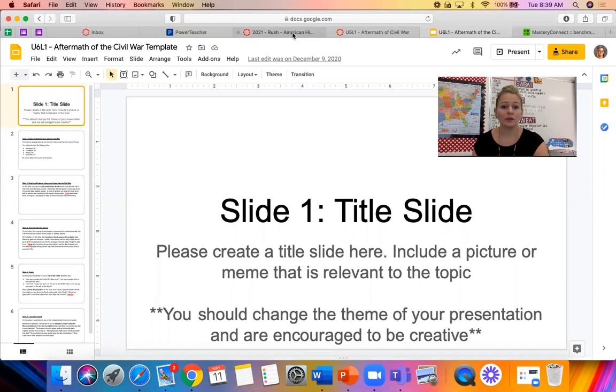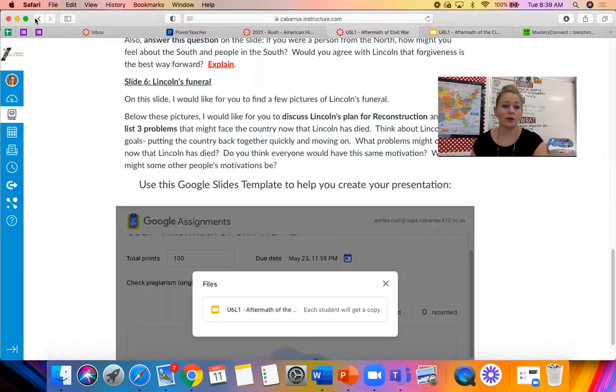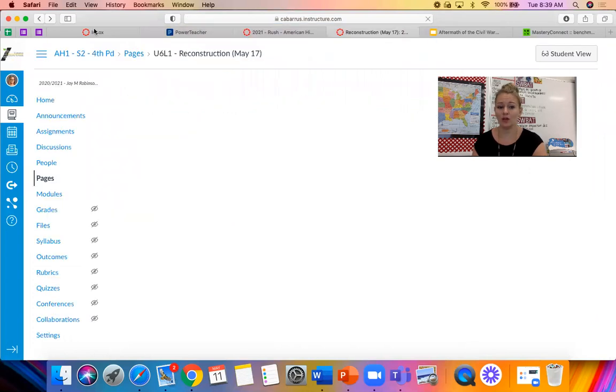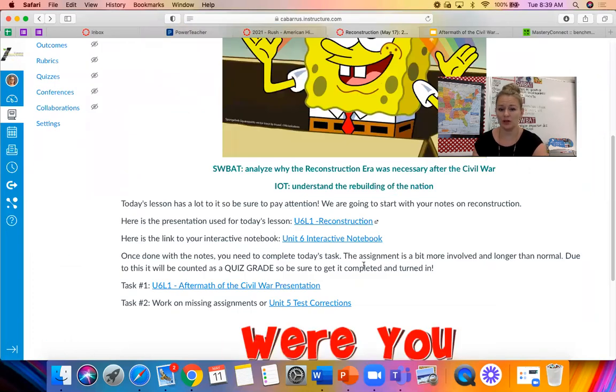And then let me pop back. Oops, that's the wrong one. Let me pop back over here. Whenever you're done with this assignment, if you were to have time to spare, you probably won't. This assignment's probably going to take you a day or two. But remember that you can do the Unit 5 test corrections and any other missing work that you might have, because all missing assignments are due by next Friday. So make sure you're getting this stuff done. You do have to pass this class to graduate.